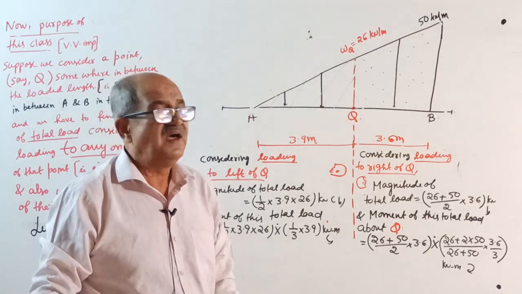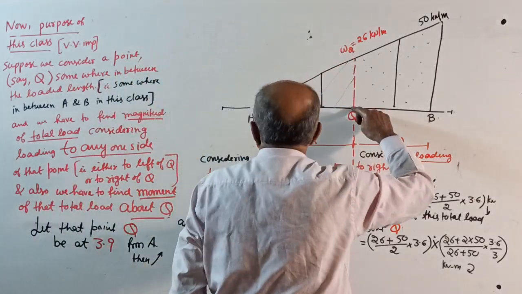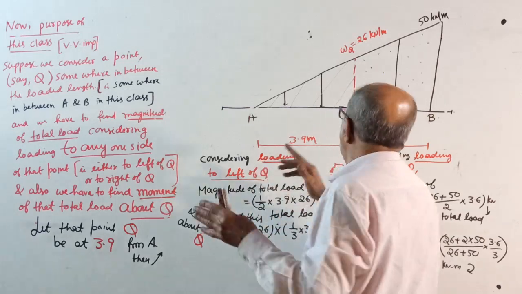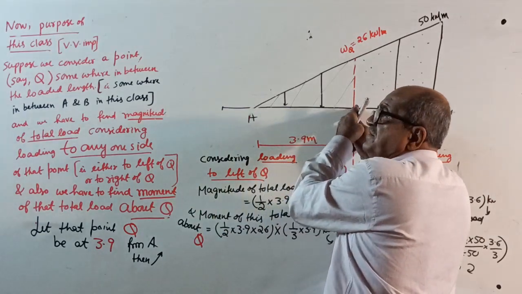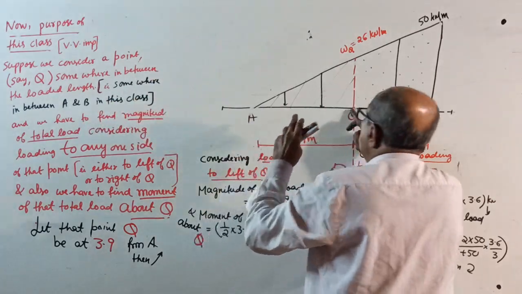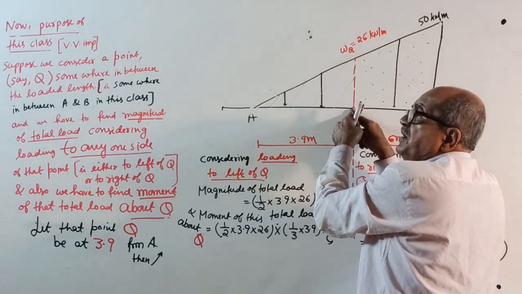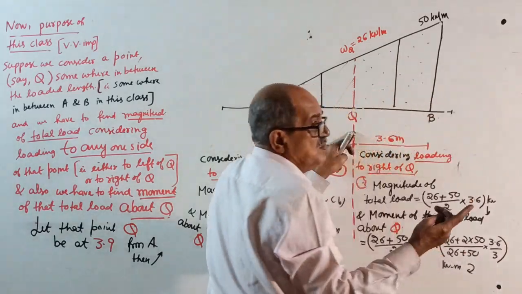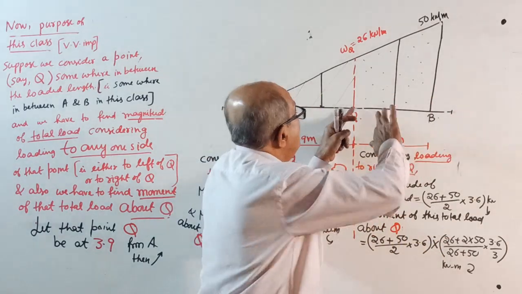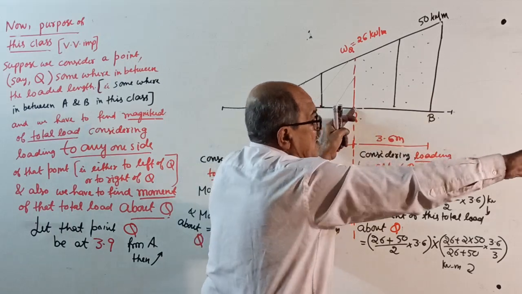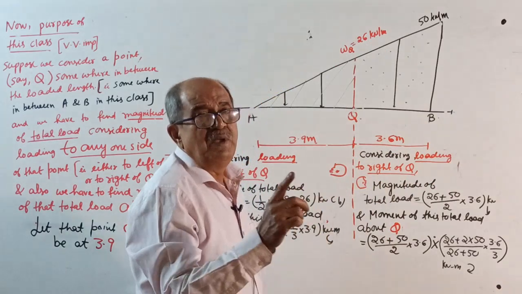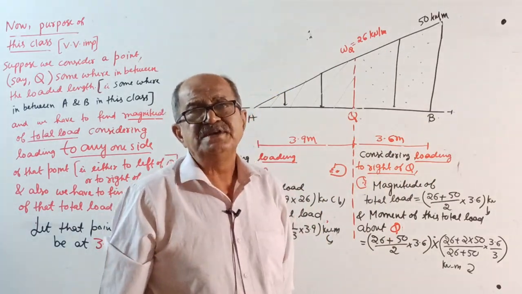What we want in today's class: suppose a point Q comes in between, I am telling really last time, how to find the total load considering only this side loaded length, and how to find the moment of that load about this point Q. And also, suppose you want the total load on this side, then consider the loading on this side, and the moment of that total load about Q. So make a note. From now onwards, I won't waste time.